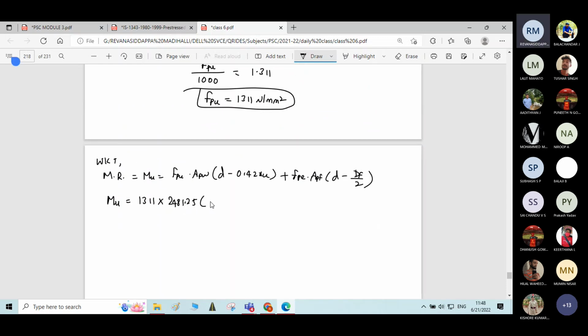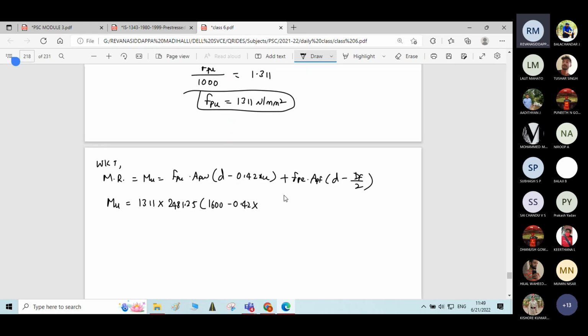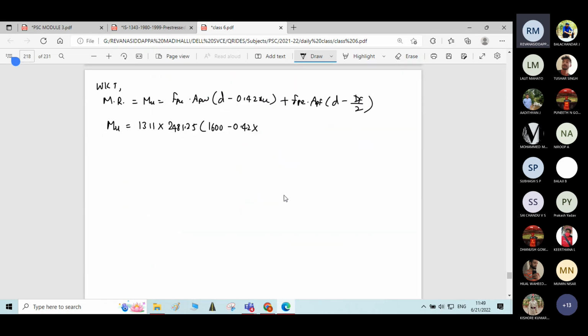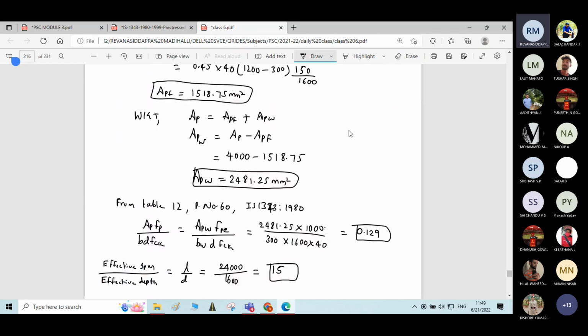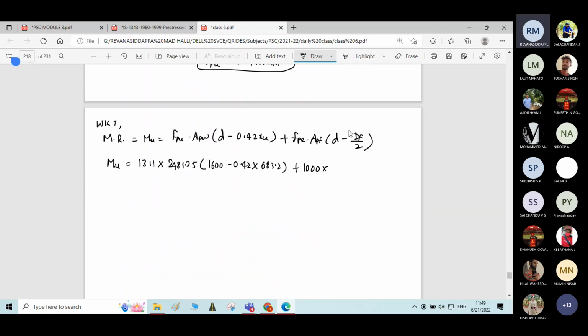2481.25 into effective depth 1600 minus 0.42 into XU. How much did we get? XU is 683.2 mm, 683.2 mm, plus FPE is 1000 into APF, how much? APF is equal to 1518.75, 1518.75 into (1600 minus 150 by 2).